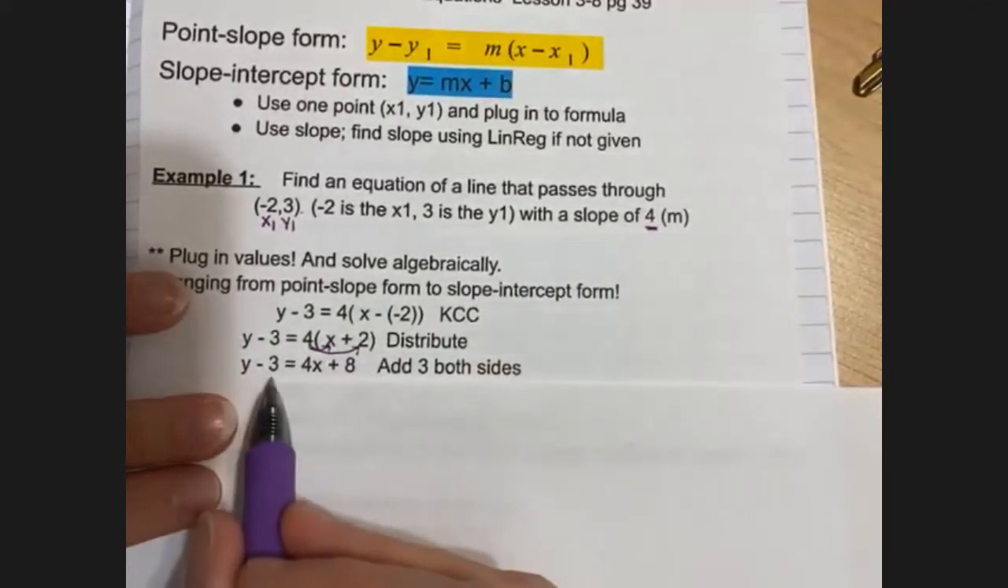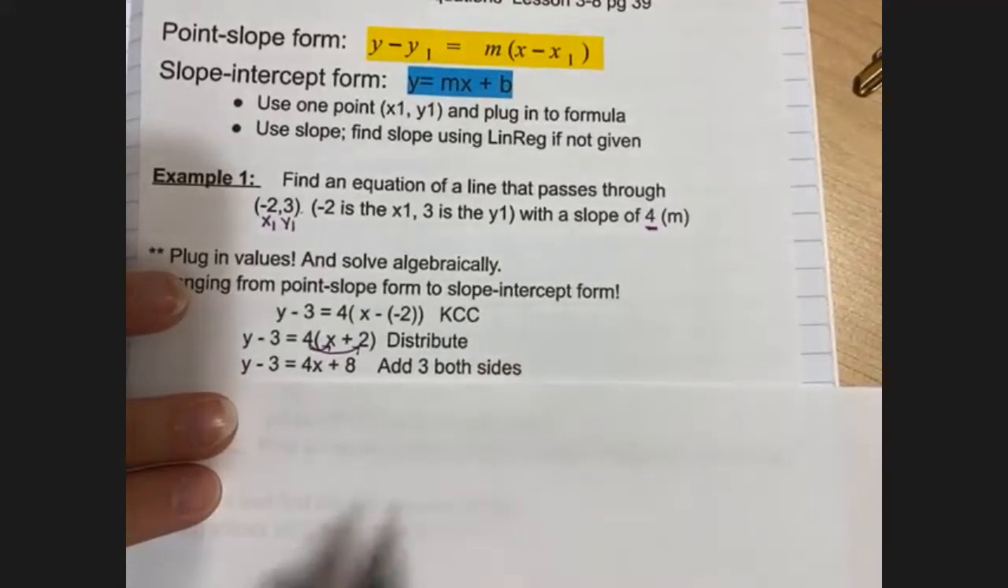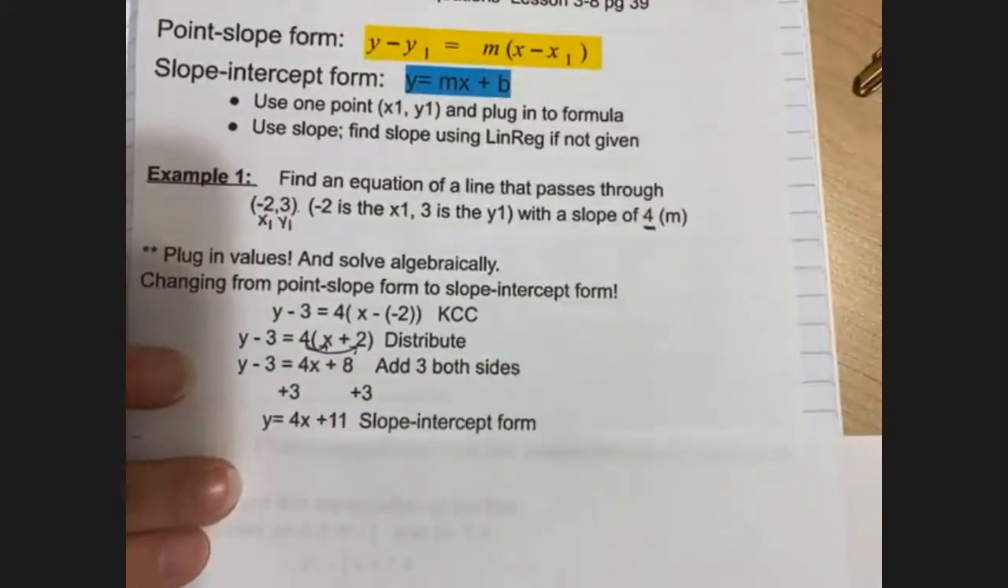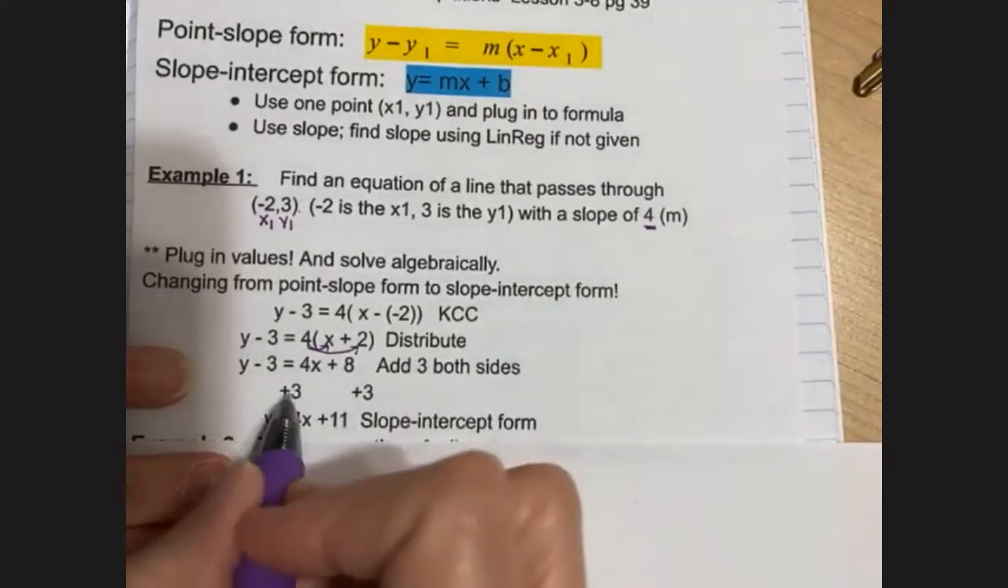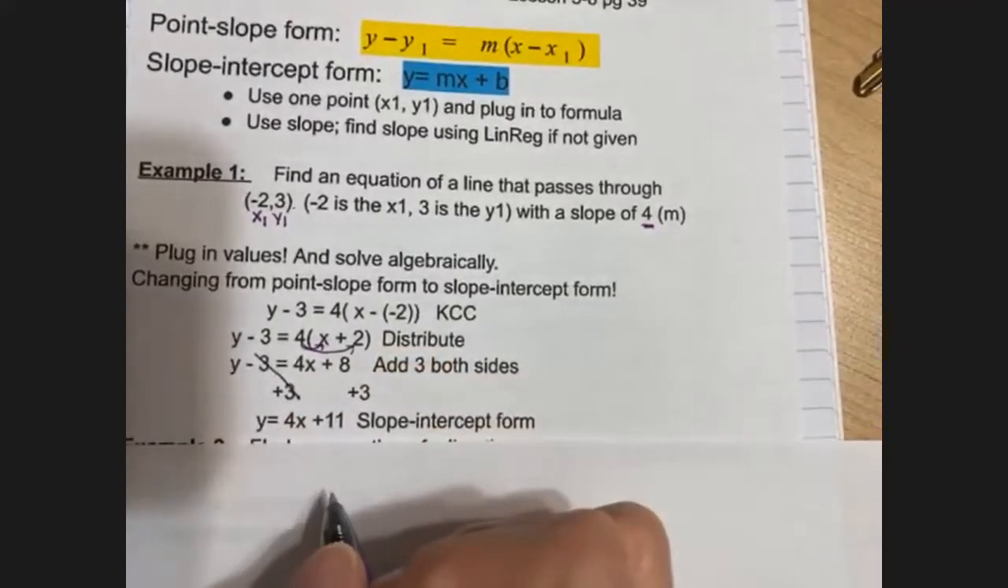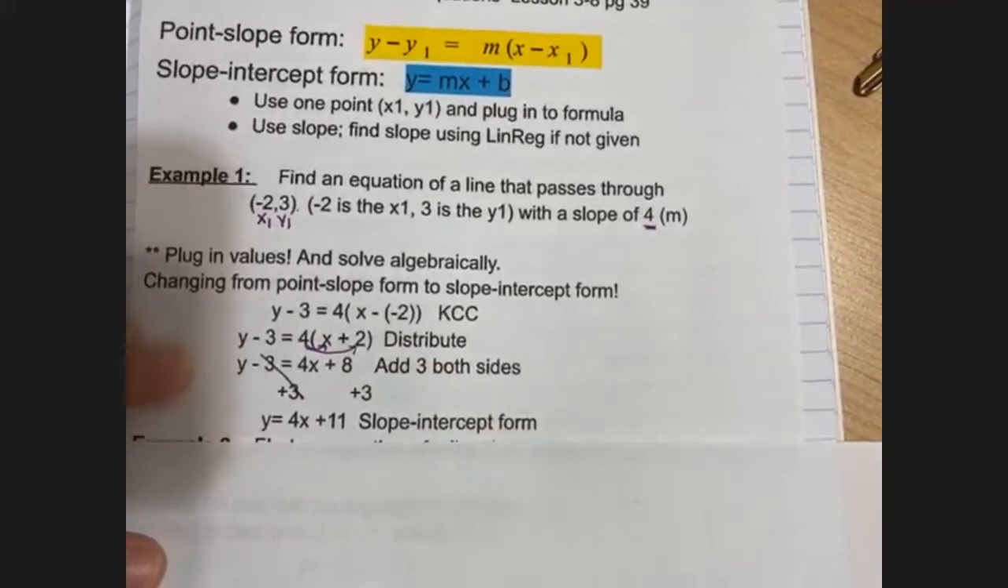And then I get y minus 3 equals 4x plus 8. So you're going to add 3 to both sides to solve for y. And when you do that, you get y equals 4x plus 11. And that shifted over a little bit. But these cancel out, and you got 8 plus 3 is 11. So y equals 4x plus 11 is your slope-intercept form.